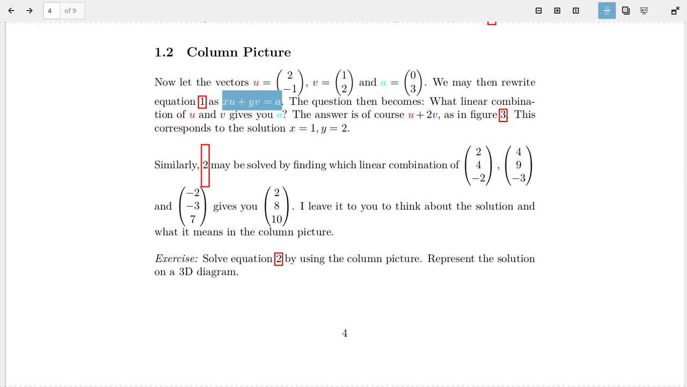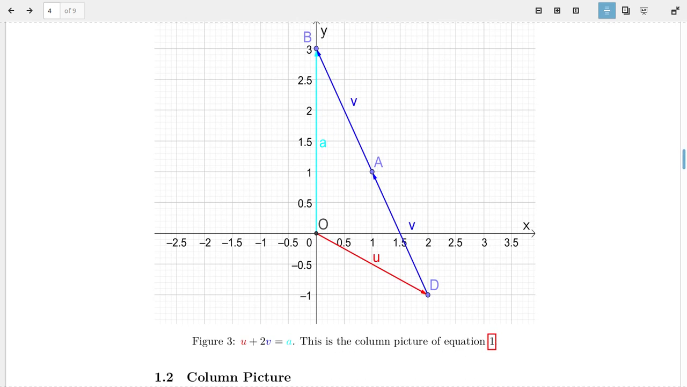So then the question becomes, what linear combination of u and v becomes a? That is to say, if I have xu plus yv equals a, what are the values of x and y that are going to give me the vector a? We know beforehand that x and y are equal to 1 and 2. But notice how this works out in this diagram.